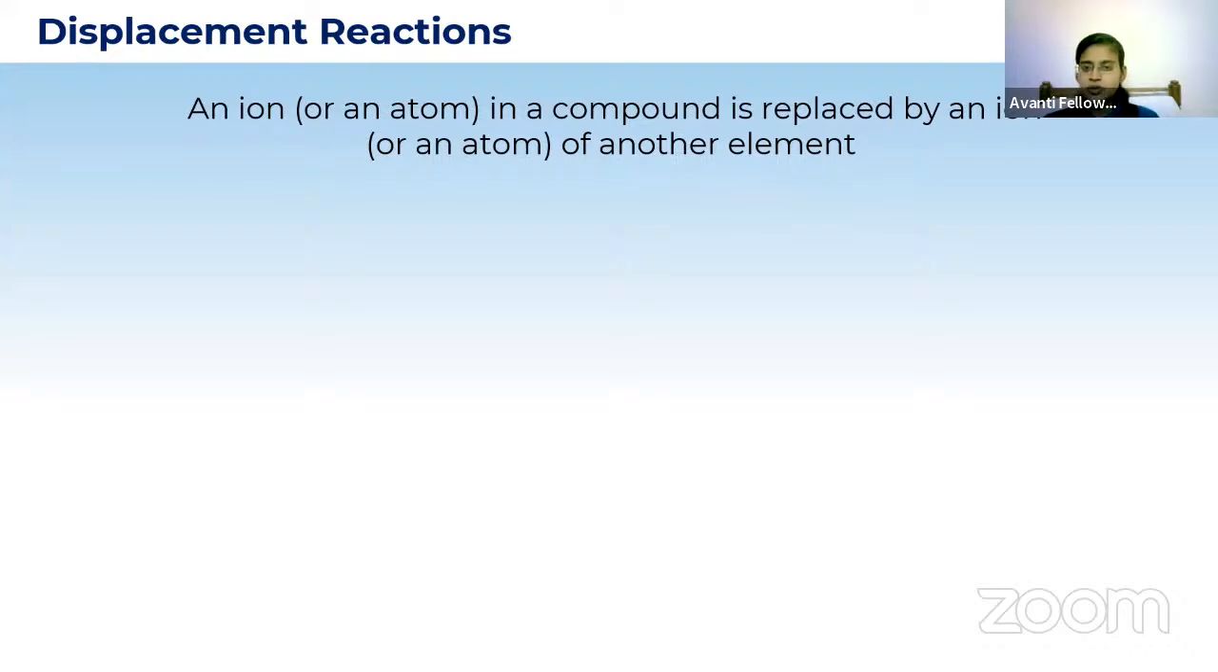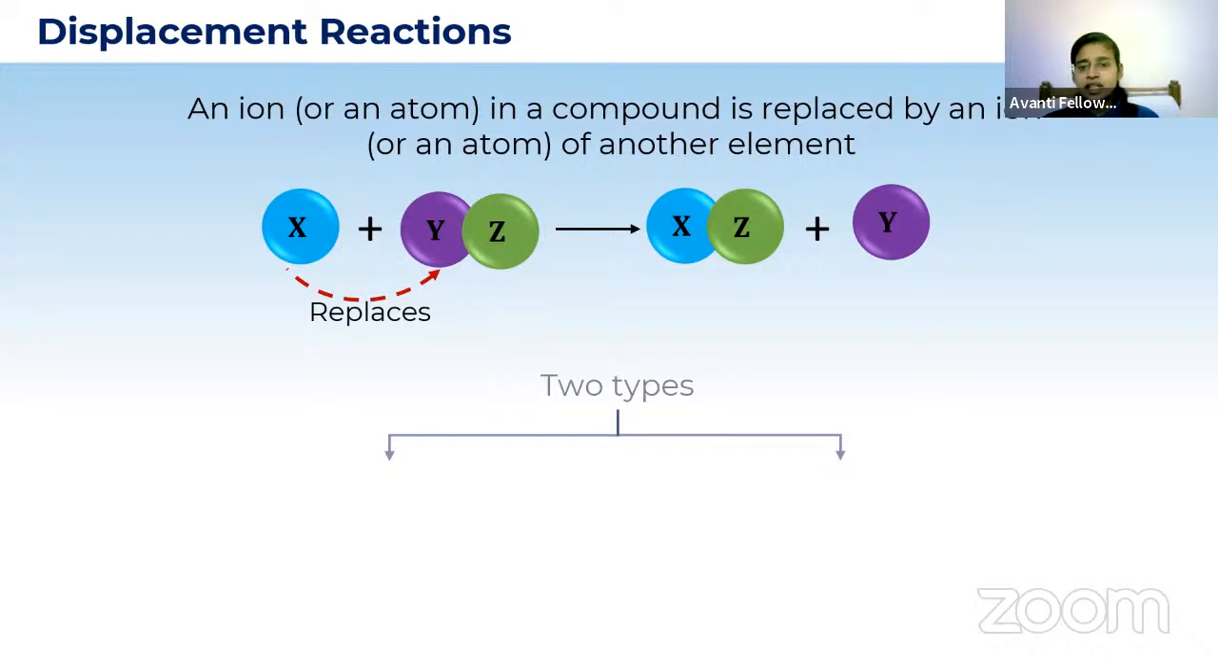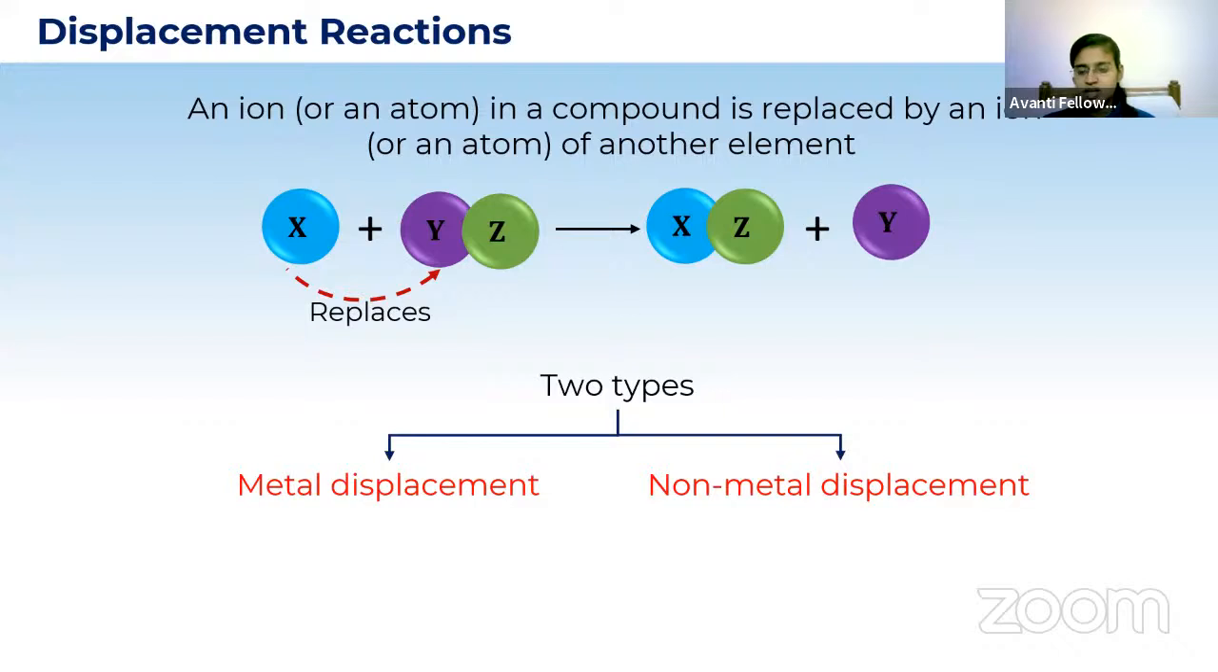Okay. So let me give you the representation. When X is reacting with YZ, X will replace Y and it will form XZ and Y. So what has happened here? One element has displaced the other element. Okay, this type of reaction is displacement. There are two types of displacement reaction. One is called metal displacement and the other one is called non-metal displacement reaction. Okay, so let us first discuss the metal displacement and then we will move on to non-metal displacement.